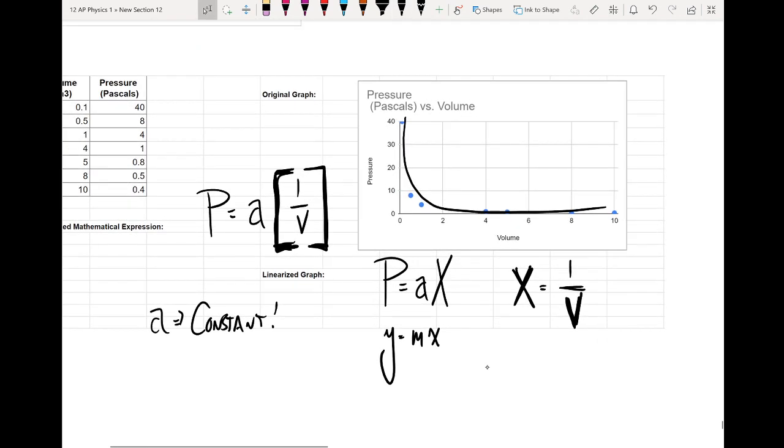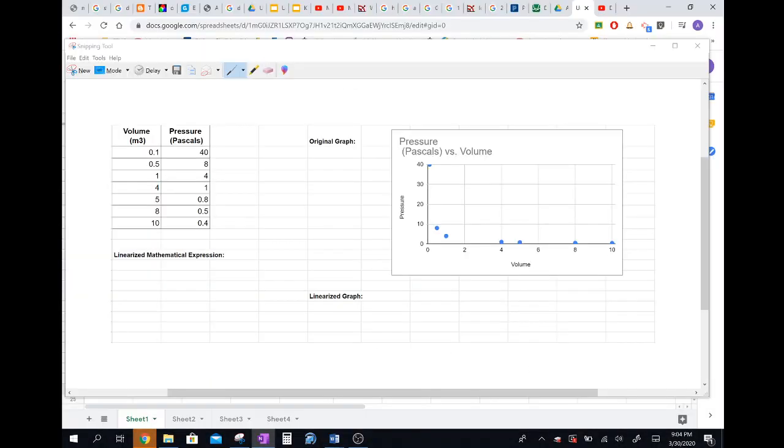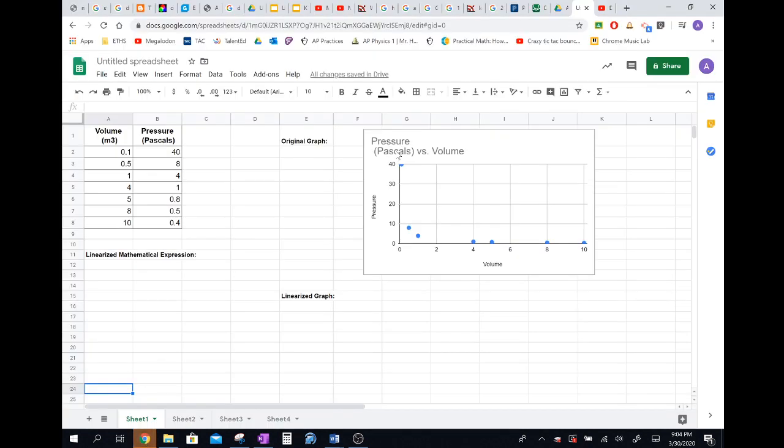So let's do that. We're going to have to go to our Google Sheet and actually calculate that. Really quickly, we haven't used Google Sheets too much in this class. What I can do is create a column over here for 1 over volume.